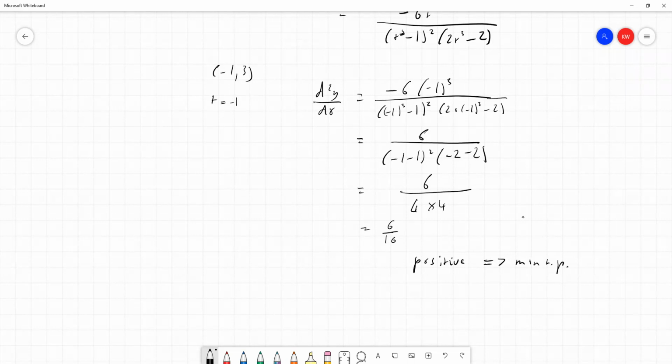So the function has minus 1, 3 as a minimum turning point. And a lot of math is involved there, but that completes the question and gives us our answer.